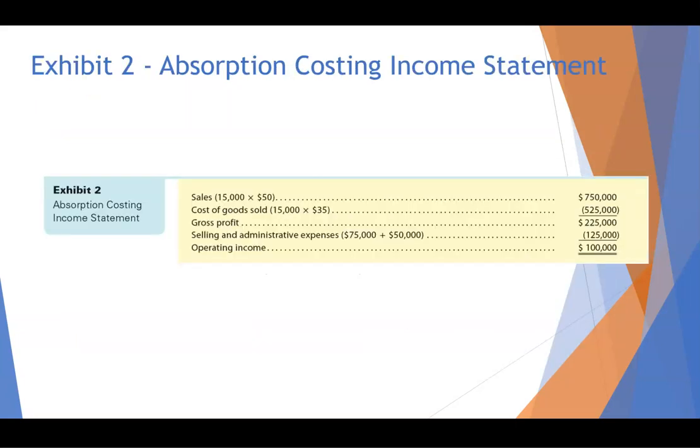And as you see here, the absorption costing does not distinguish between variable and fixed costs. All manufacturing costs are included in the cost of goods sold. So deducting the cost of goods sold of $525,000 from the sales of $750,000 yields gross profit of $225,000. Deducting selling and administrative expenses of $125,000 from gross profit yields operating income of $100,000.